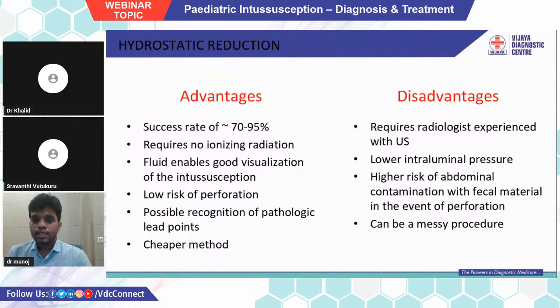The disadvantages include that the radiologist has to be experienced with ultrasound, and as just mentioned, the intraluminal pressure achieved is very low, and there is higher risk of abdominal contamination if there is perforation, because the fecal matter gets into the abdominal cavity, and it can be a very messy procedure.